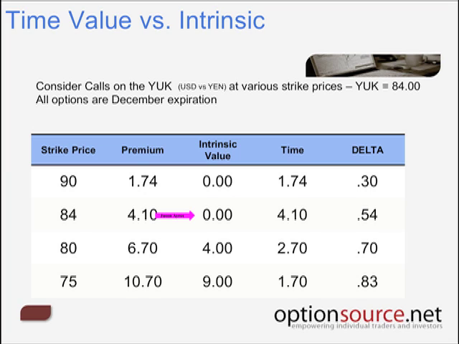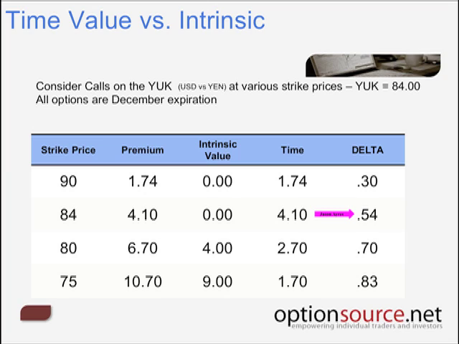Now, if we go to our at-the-money option contract, which is typically our middle-of-the-road option contract, we see that the ask price is, in fact, $4.10. There's still zero intrinsic value, which means that the premium that we're looking at purchasing here is made up entirely of time. Now, this gives us a delta of 0.54.